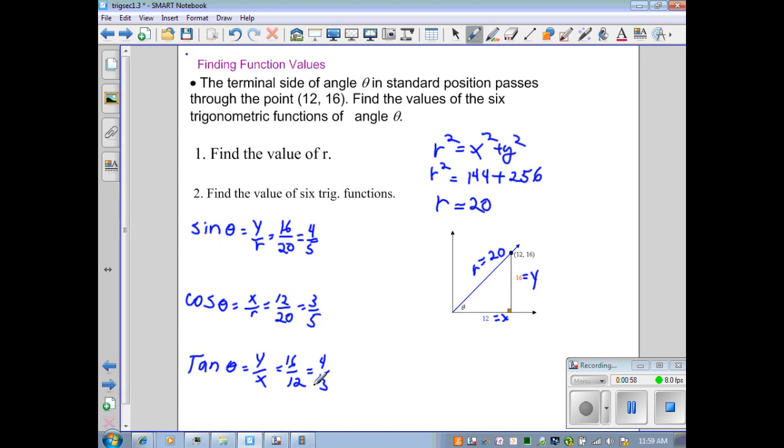Let's find the reciprocal functions. The reciprocal of sine theta is cosecant theta, which we know will be 20 over 16, but when we simplify, it will be 5/4. Cosine theta, the reciprocal function is secant theta, which will be 20 over 12, but when we simplify, it will be 5/3. And tangent of theta, the reciprocal is cotangent theta, and it is 3/4.